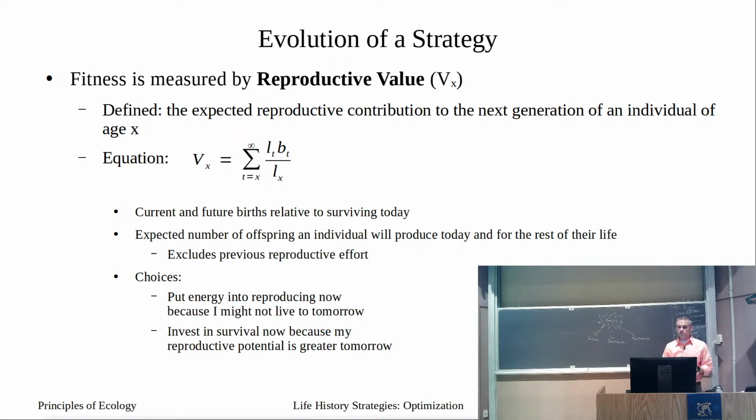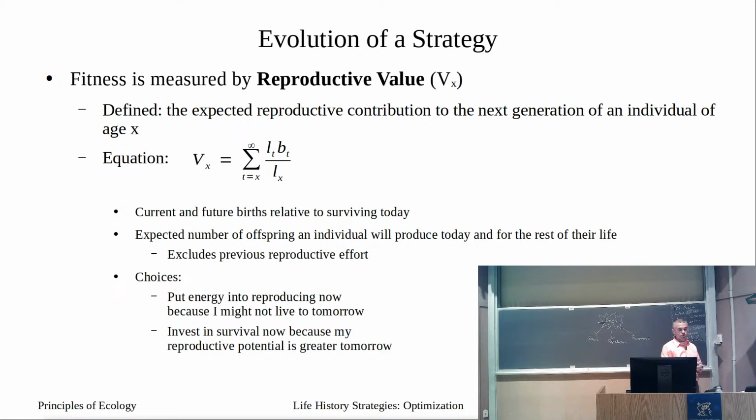So we're looking at current and future births relative to just surviving today. And what this number will give us is the expected number of offspring that we'll produce today and for the rest of our life, because we do have to account for today as reproduction. Note, since we start at the age that we're interested in, we exclude all previous reproductive output, because our reproductive value is all about us today and in the future. It could care less what happened in the past.